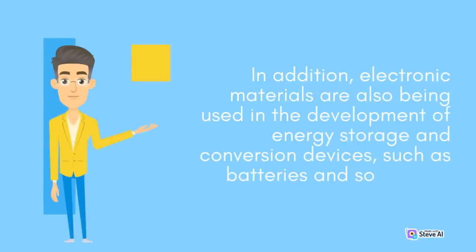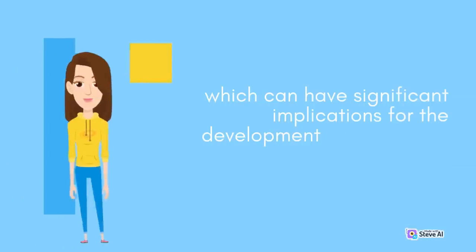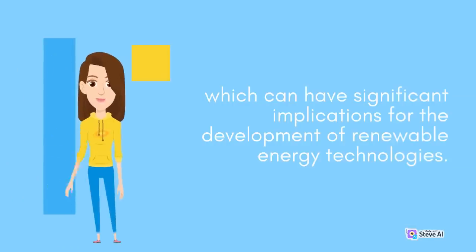In addition, electronic materials are also being used in the development of energy storage and conversion devices, such as batteries and solar cells. The high electrical conductivity of these materials can lead to improved performance and efficiency in these devices, which can have significant implications for the development of renewable energy technologies.